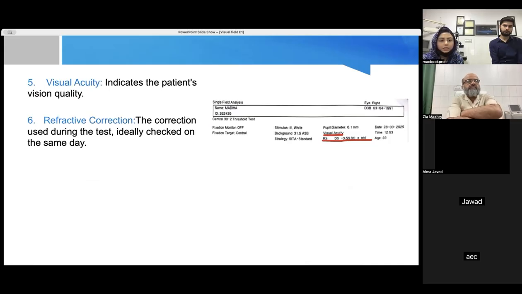The visual acuity indicates how well the patient can see, and refractive error correction is very important. Ideally, it should be checked on the same day. An uncorrected refractive error can lead to generalized field depression.